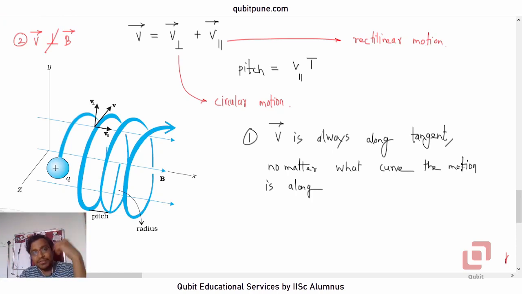Even if the motion were along a parabola, it will still be tangential. So this component here is always tangential to that helical path. But at any instant in time, we can resolve this velocity along two mutually perpendicular directions. First, V parallel, which is along this thin blue line, a magnetic field line. That is very clear, and the other is perpendicular to that.